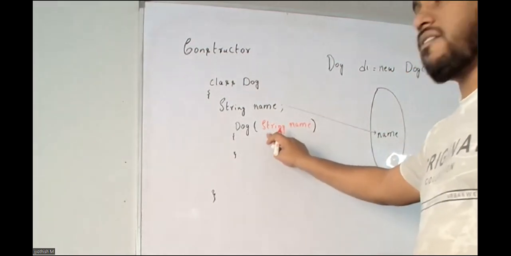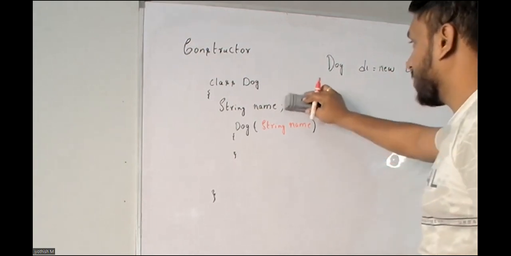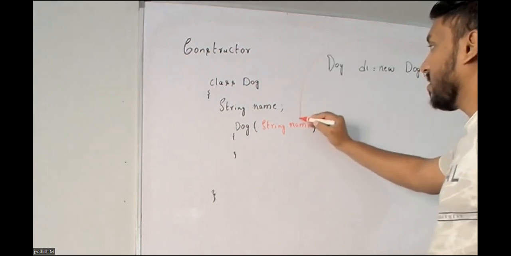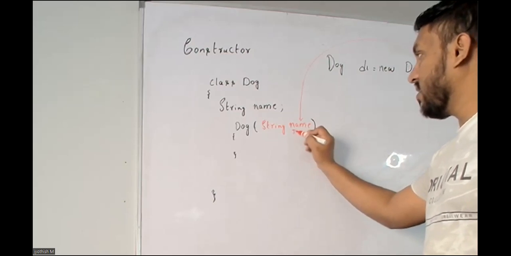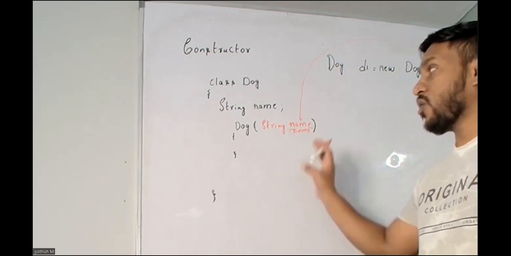Now, when you have one argument, you should pass the parameter here. Yes or no? I'll pass some name. Dog name is Jimmy. Okay. Now what happens? This value will come and sit here. Yes or no? Now what is this? This Jimmy. Now this is a local variable.